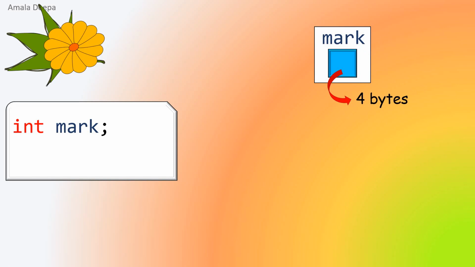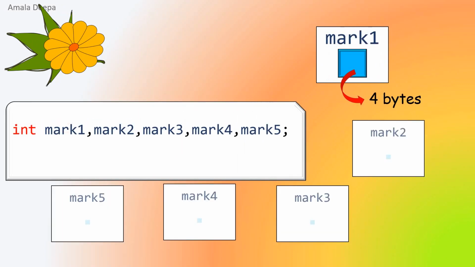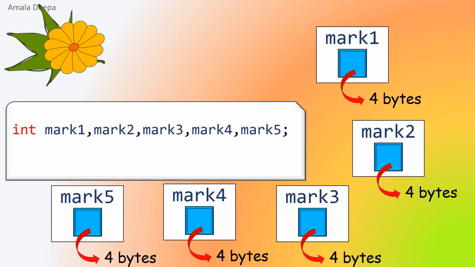But suppose I have to deal with several integer values, say 5 values. Then I have to declare 5 variables which are of integer type, like this: int mark1, mark2, mark3, mark4, mark5; semicolon. Each of these variables is allocated a random memory location, each of size 4 bytes.